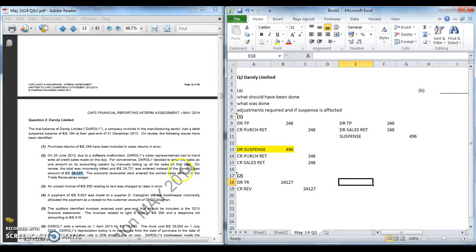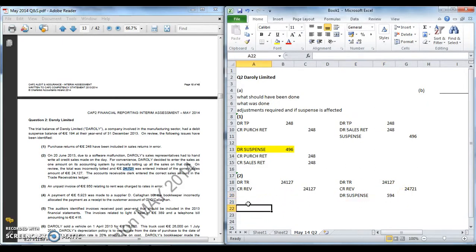What you actually did was, well, you're told the clerk did it correctly for trade receivables, so we can bring that across. But you're told instead of putting in the correct amount, they put in 24,721 for sales. So they credited revenue or sales of 24,721. Therefore, they must have put a balancing debit in suspense of the difference, which is 24,721 minus 24,127. So they debited suspense of 594.